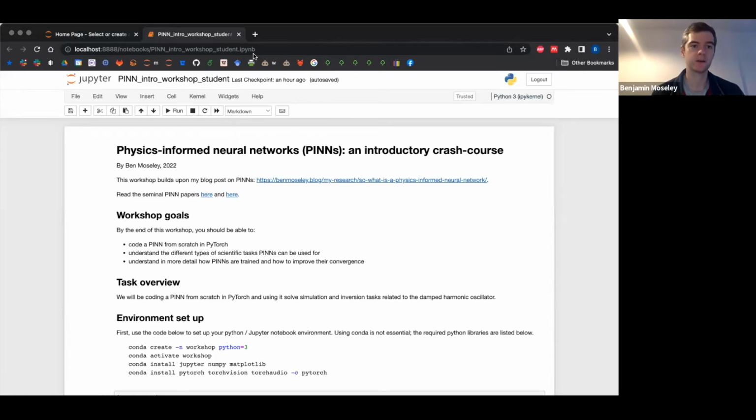Then I'm going to share my... okay, so hopefully now you can see a Jupyter notebook. Just let me know if you can see that at all.